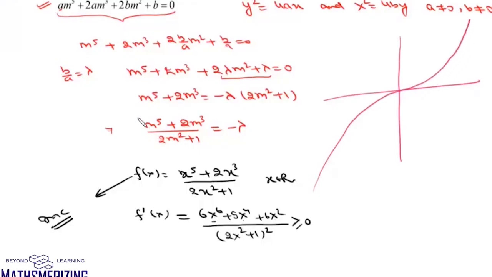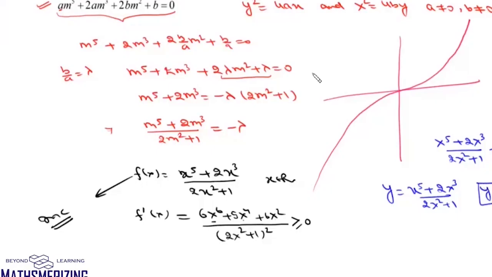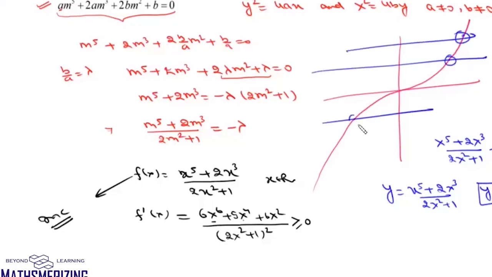Now we need to find the number of solutions of this equation, x to the power 5 plus 2x cube upon 2x square plus 1 equals minus lambda. So one function is x to the power 5 plus 2x cube upon 2x square plus 1, and the other function is y equals minus lambda, which is a straight line parallel to the x-axis. So if I draw this straight line, it will intersect the graph at only one point. So there will be no other point of intersection.